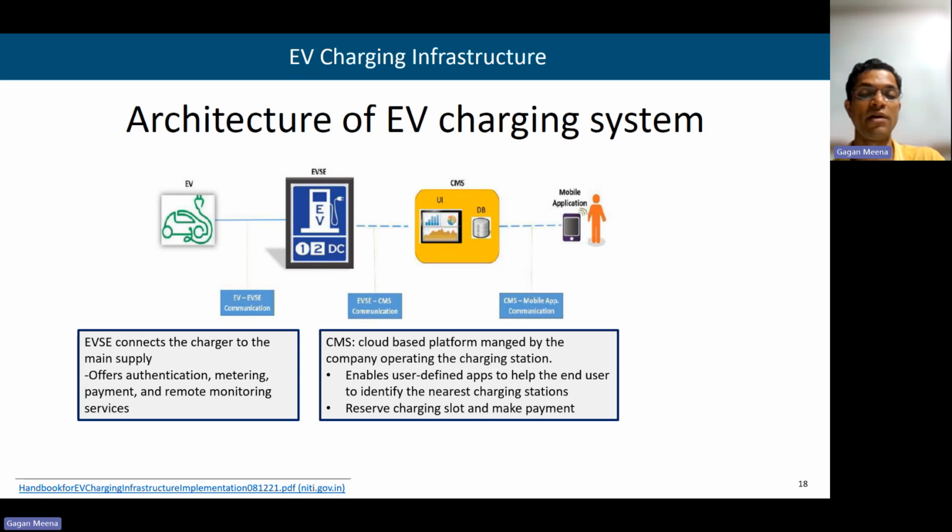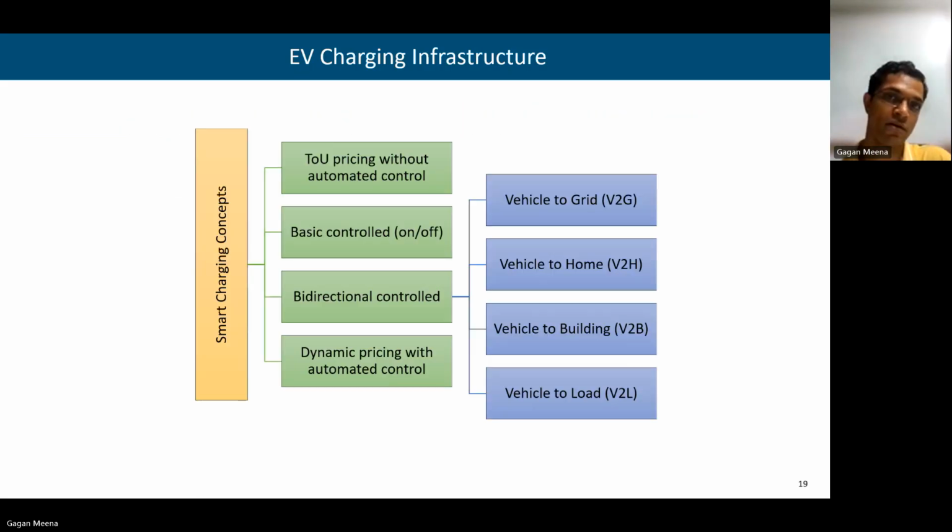It enables user-defined apps to help the end user identify the nearest charging station, reserve charging slots, and make payment. That was the charging infrastructure. Now, different smart charging concepts.